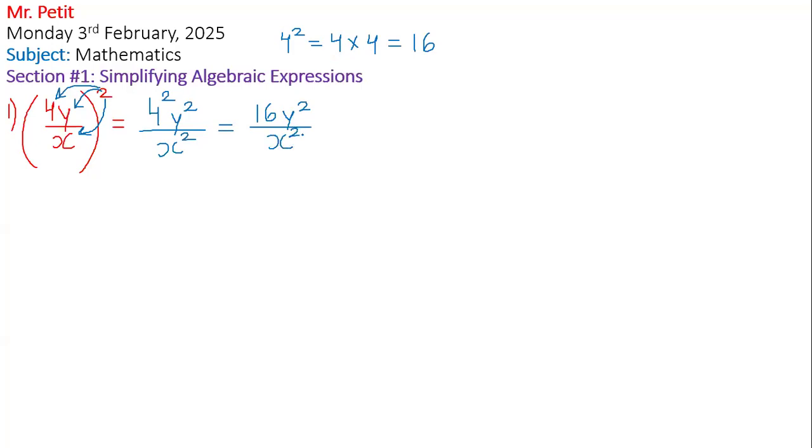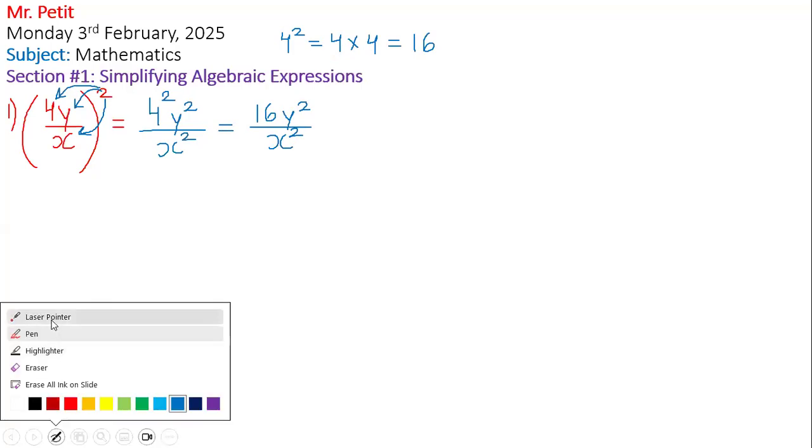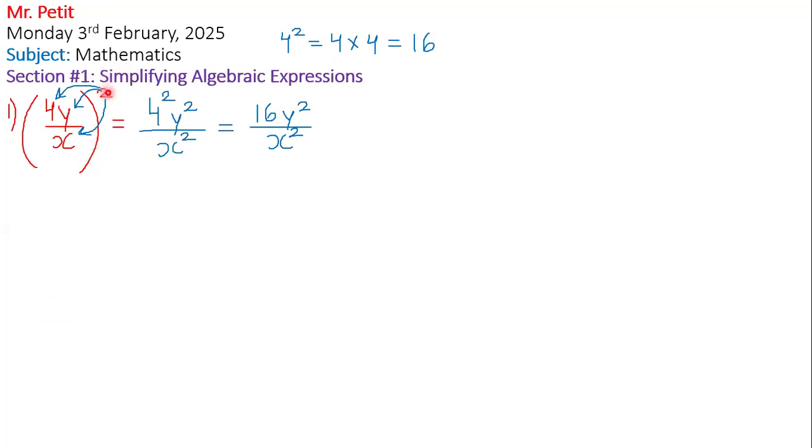So what did we do? What we did here was we applied the 2 to the 4, that gives us 4 squared. We applied the 2 to the y, that gives us y squared. And we applied our 2 to the x, which gives us x squared. And 4 squared is 4 times 4, which gives us 16. So you have 16y squared all over x squared. Is this simplified, or can we simplify it some more? Yeah, it's in its simplest form. You cannot simplify it any further.